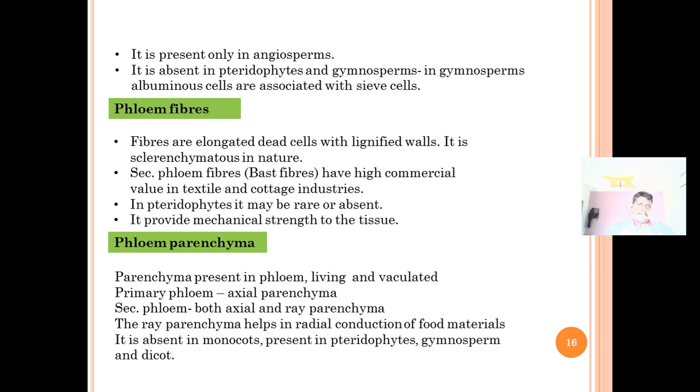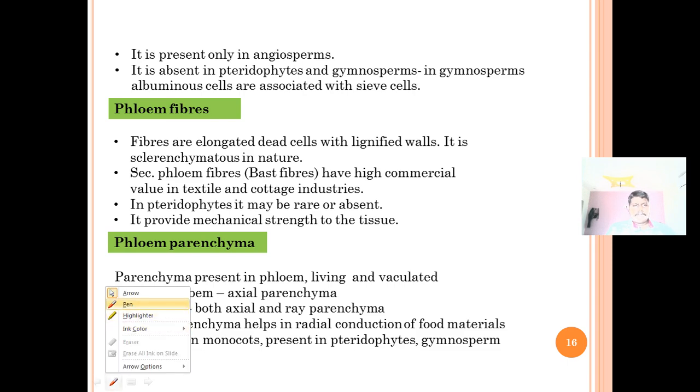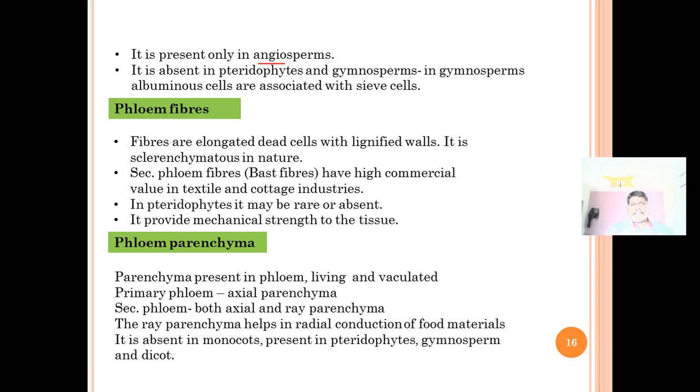The companion cells are only present in angiosperms. They are absent in pteridophytes and gymnosperms. But in gymnosperms, instead of companion cells, albuminous cells are present, associated with sieve elements.